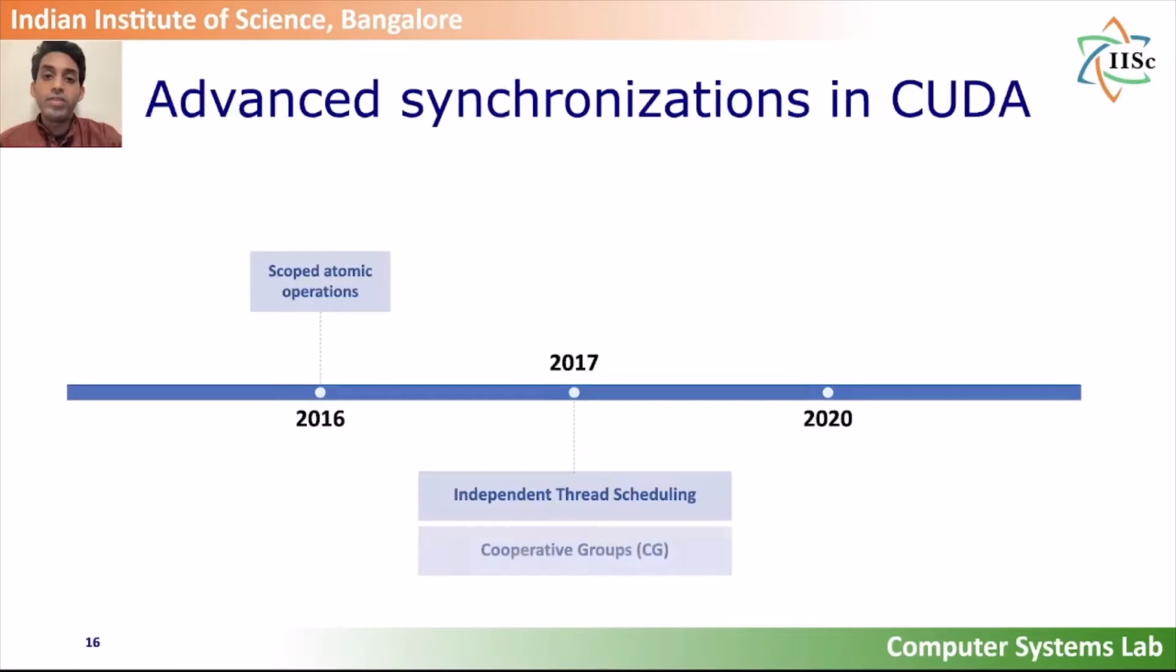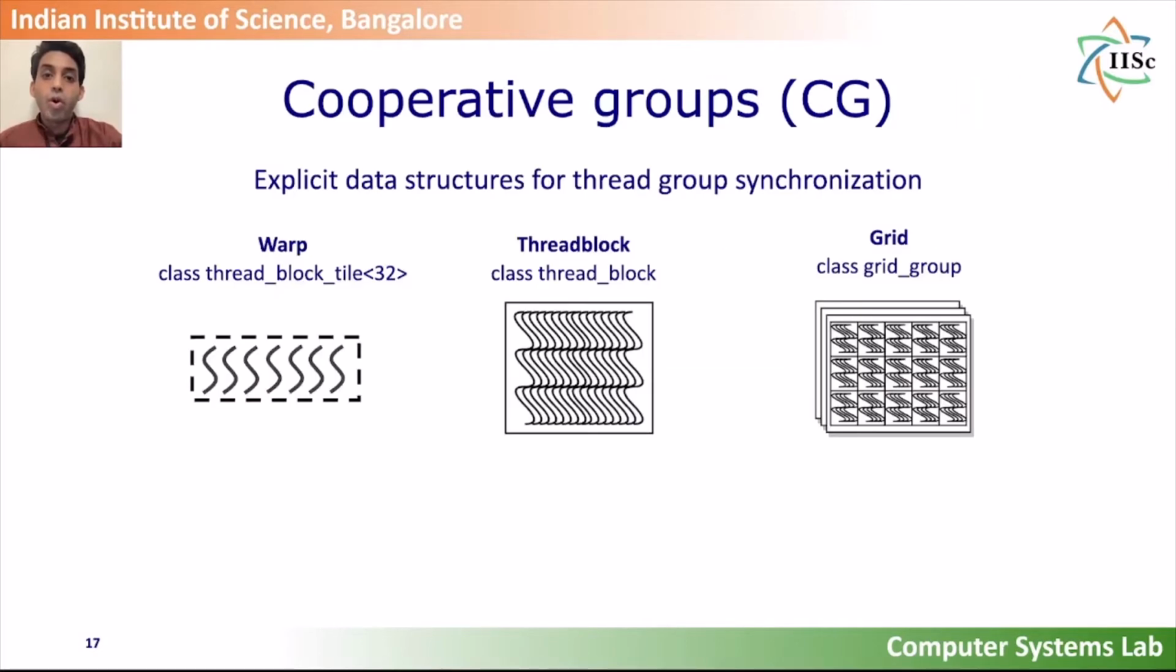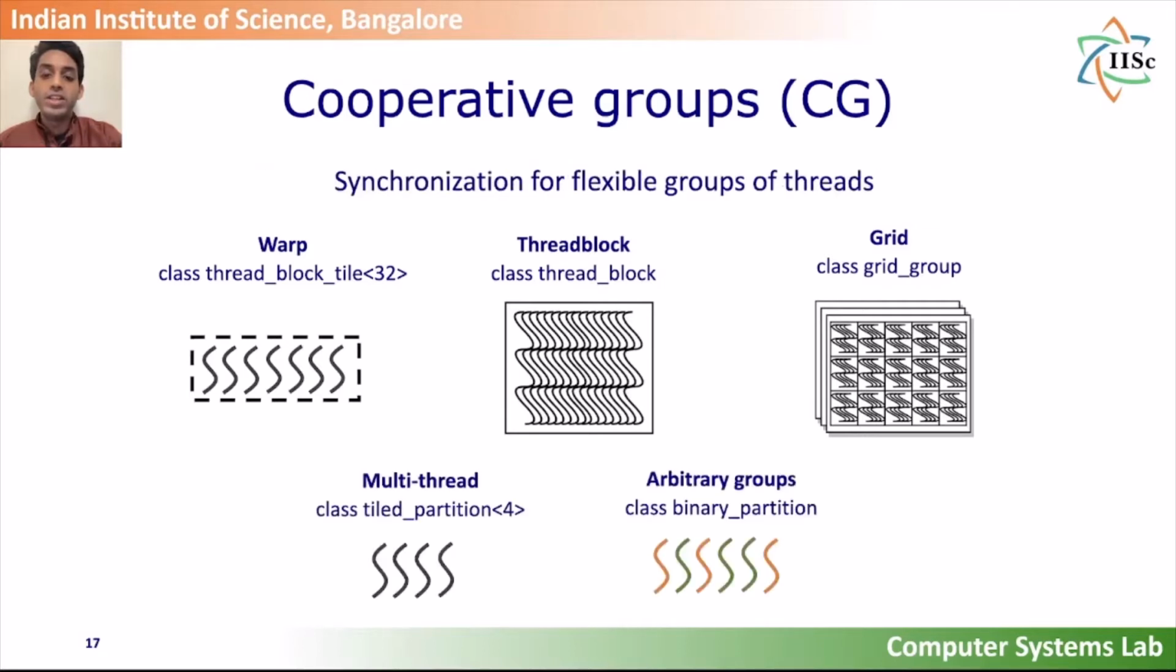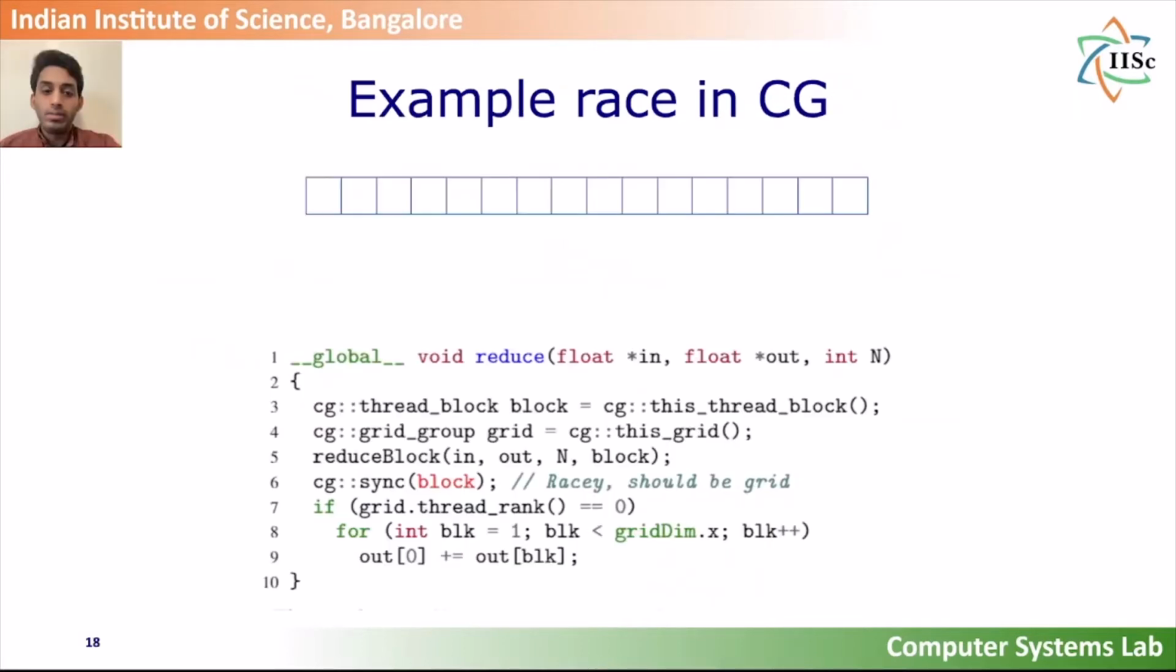The last form of advanced synchronization that we look at is cooperative groups. Cooperative groups is an NVIDIA library that allows users to maintain and synchronize groups of threads as explicit data structures. It also provides users a way to define their own custom thread groups, providing a flexible means of synchronization. Internally, CG makes use of existing synchronization primitives to implement these flexible synchronizations, abstracting away the details from users. When a user misuses the library, it can cause a race.